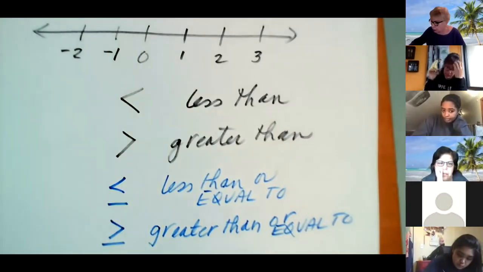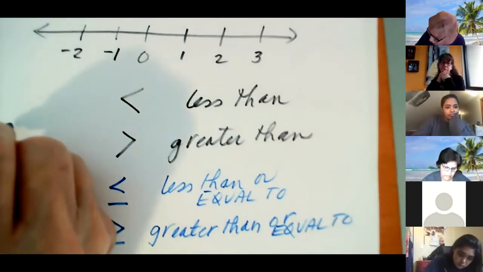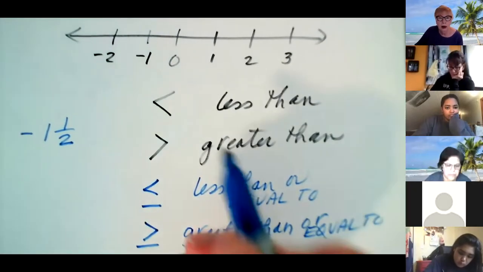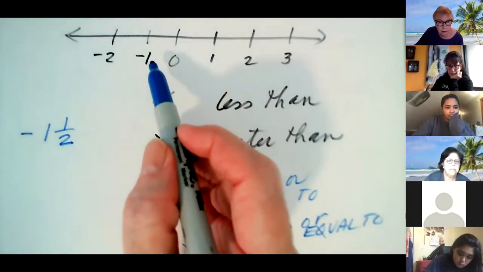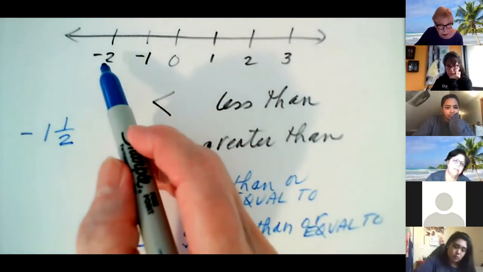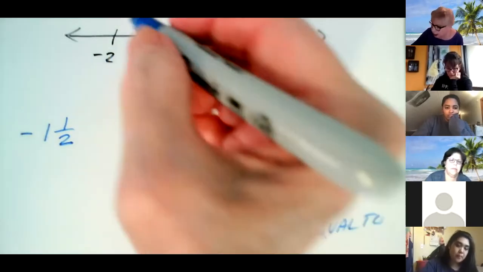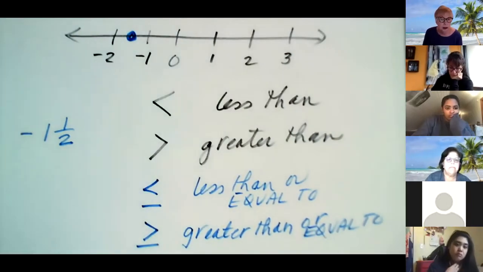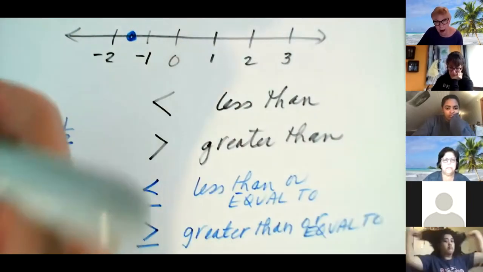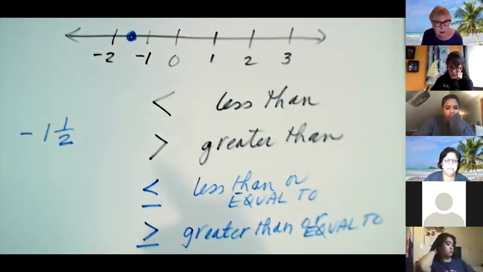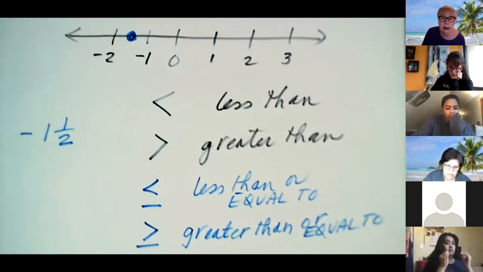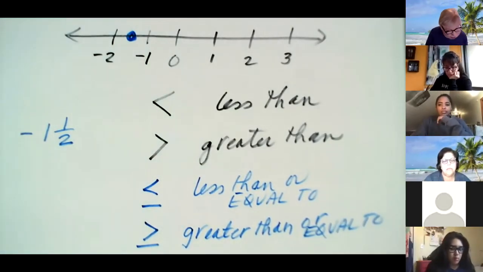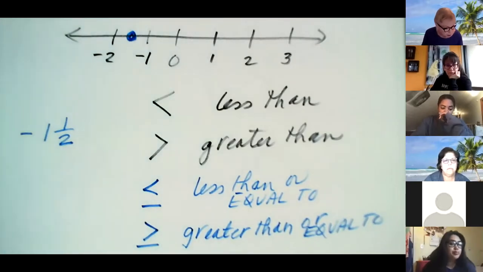So if they ask you to do -1 1/2, okay, well, here's -1 and here's -2, and -1 1/2 would have to be this far. So it's beyond -1 because you're going that way, but it's not quite to -2. So you'd put it exactly in the middle. And so there's all kinds of numbers like that that you might run into.